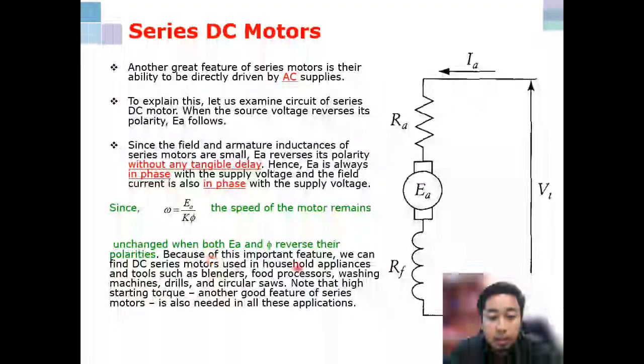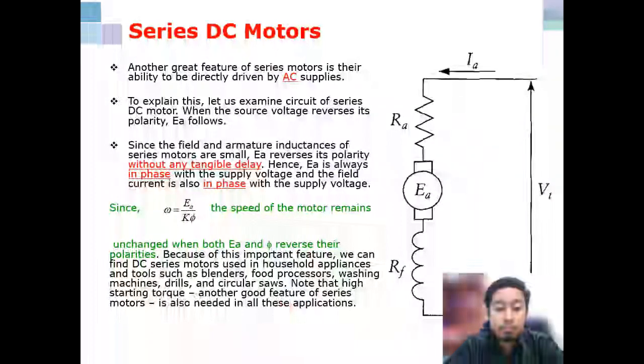Because of this important feature, we can find DC series motors used in household appliances and tools such as blenders, food processors, washing machines, drills, and circular saws. You can try to find out what applications suit the series DC motor, the shunt DC motor, and the separately excited DC motor. Then you will understand why the series motor can be connected to the AC supply, and so on.